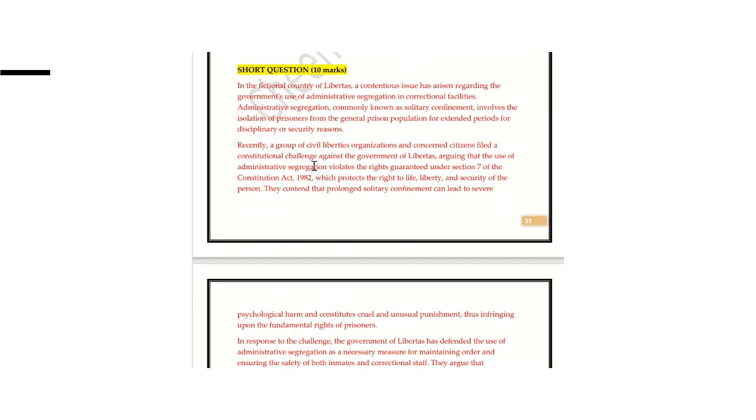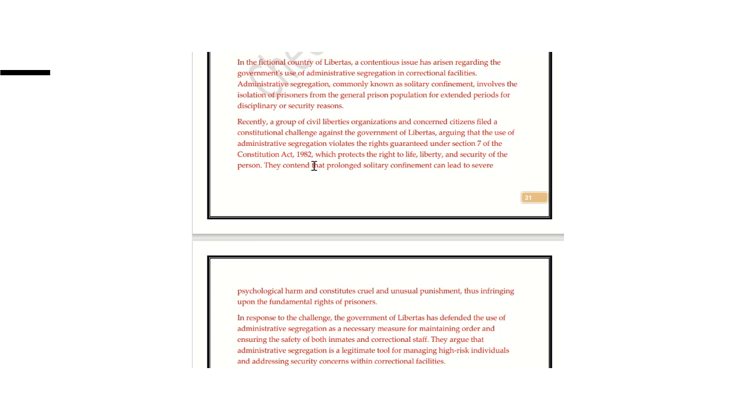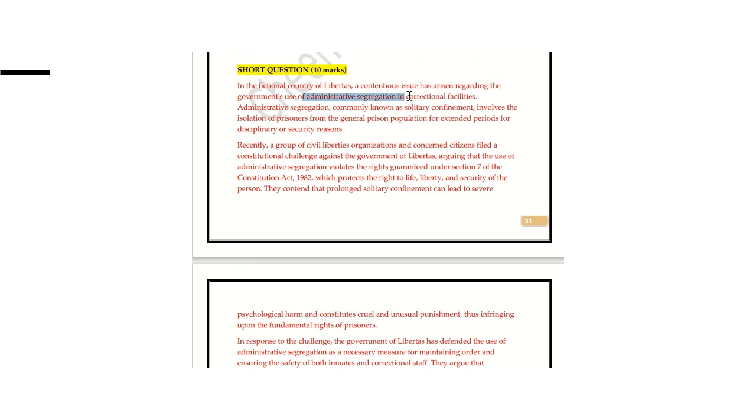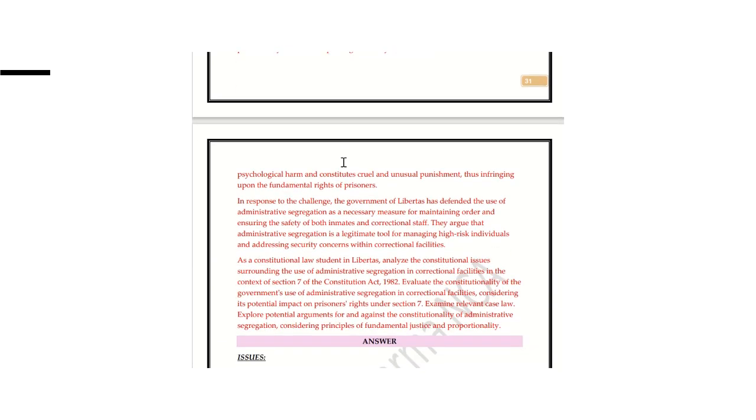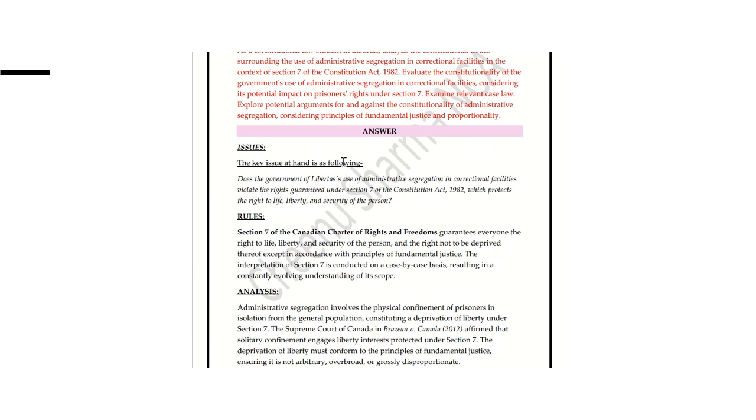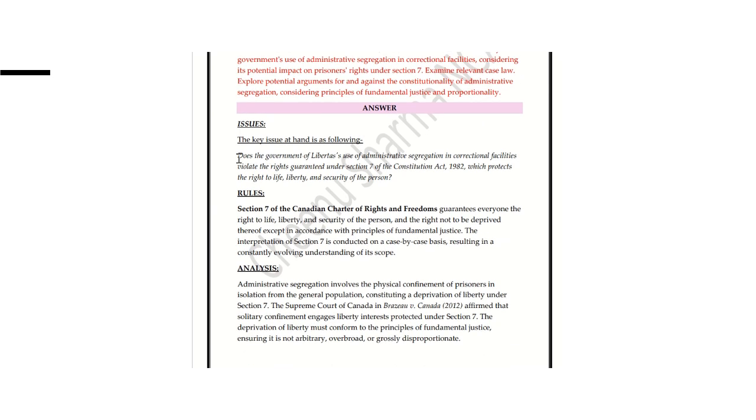Then we have another case which is related to section 7. Here the issue is related to the government's use of administrative segregation in correctional facilities, like solitary confinement, which is against section 7, and for this fact we have a case law. This hypothetical question comes from a case that talks about life, liberty, security. So the main issue is: does the government of Liberta's use of administrative segregation violate section 7, which protects life, liberty, security?